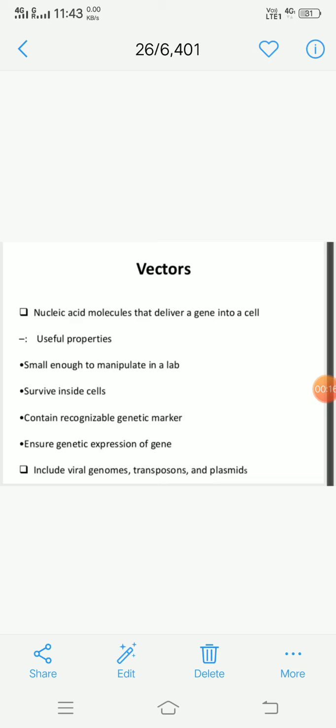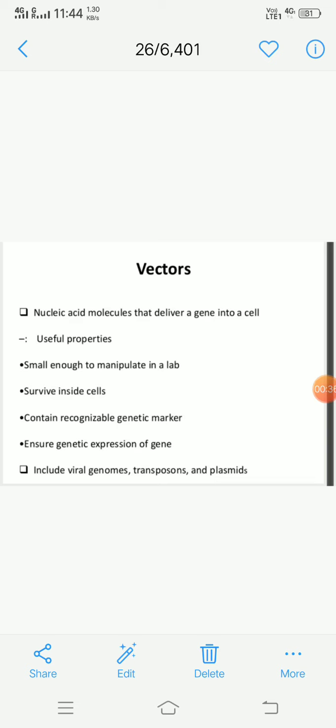In this part, we'll see the different terms which are used in this RDT or recombinant DNA technology, that is, the vector and host. So first we'll go for the vector. What is meant by the vector?